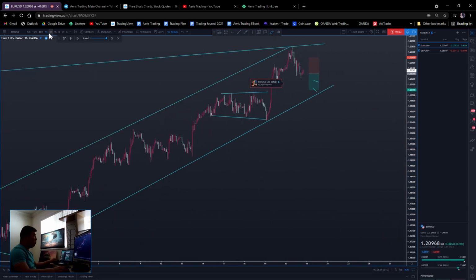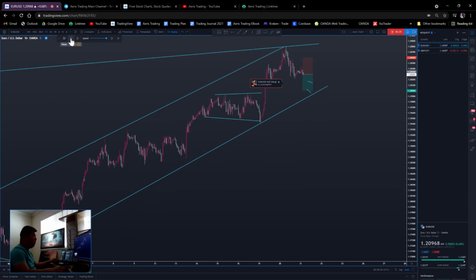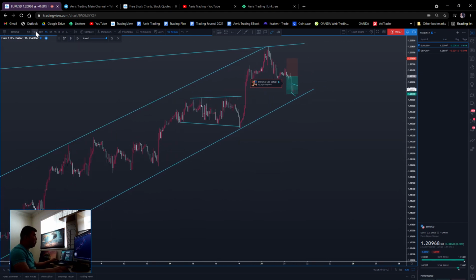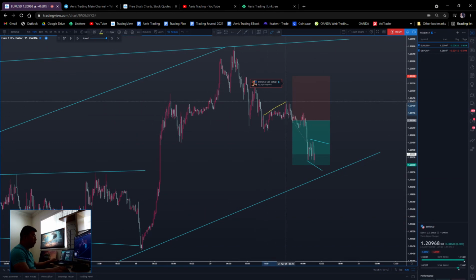So I was waiting for a correction. I was waiting for some sort of development here, and price did form this on the lower time frame. There was a kind of flag, so impulse, correction, and then in with the entry order.